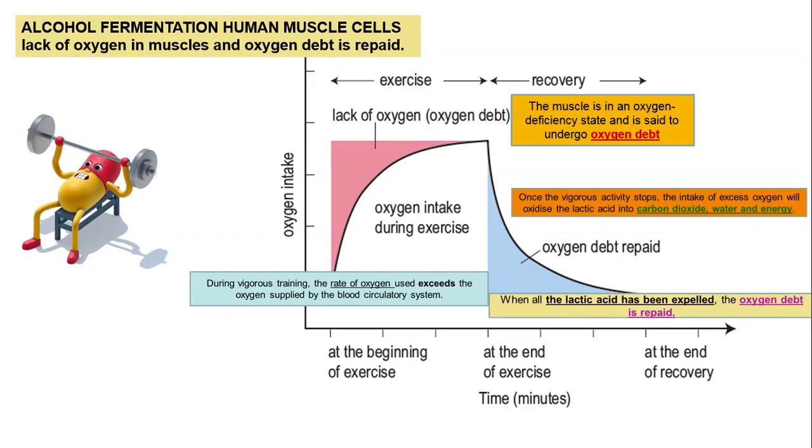This figure is about the fermentation in human muscle cells. The pink part of the figure shows the lack of oxygen in muscle. Meanwhile, the blue area shows the oxygen debt is repaid. At the beginning of the exercise, the rate of oxygen used exceeds the oxygen supplied by the blood circulatory system. At this area, the muscle is in an oxygen deficiency and is said to undergo oxygen debt.